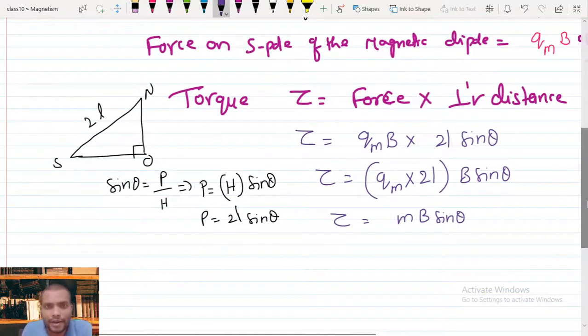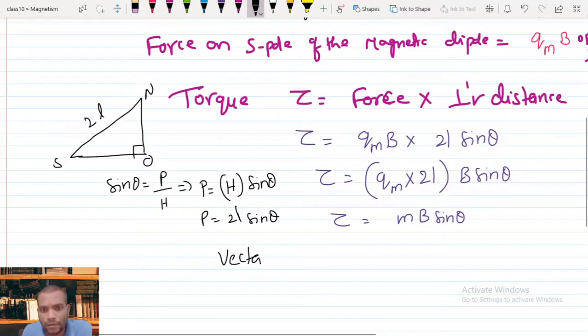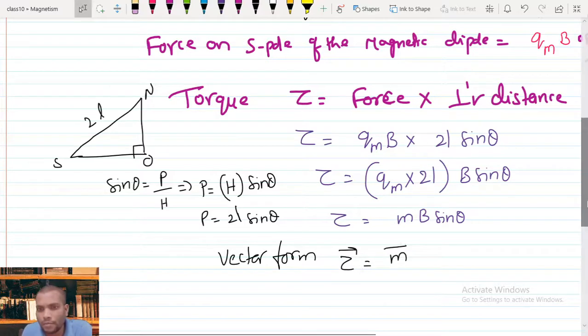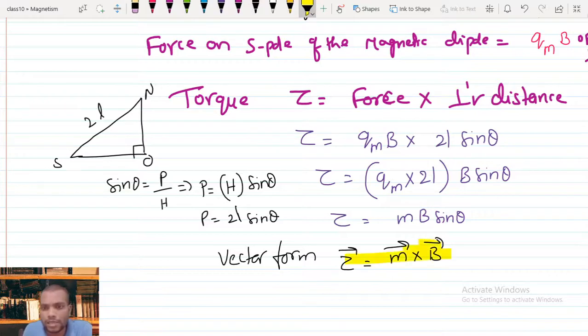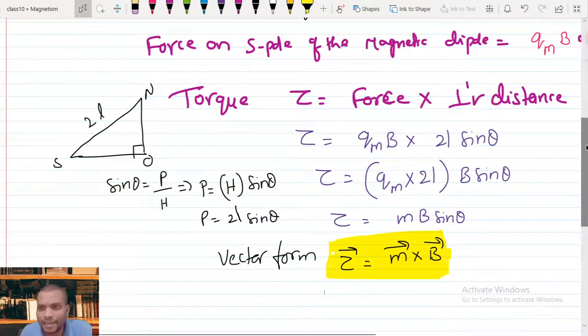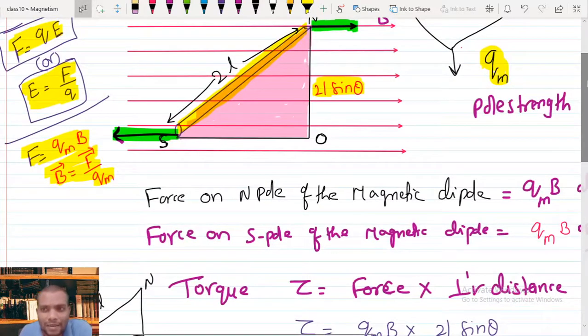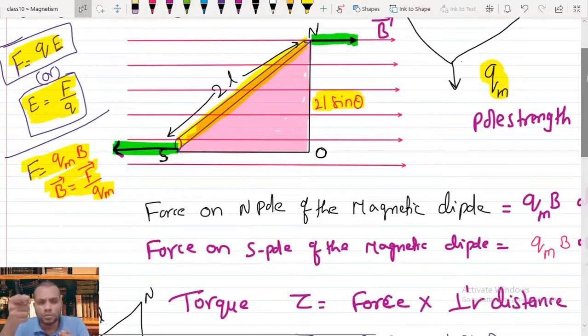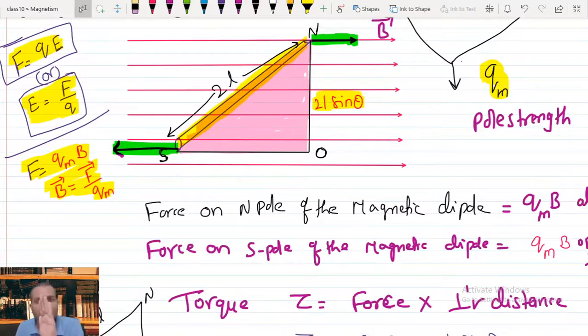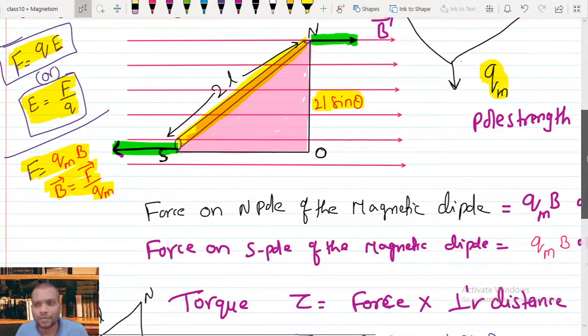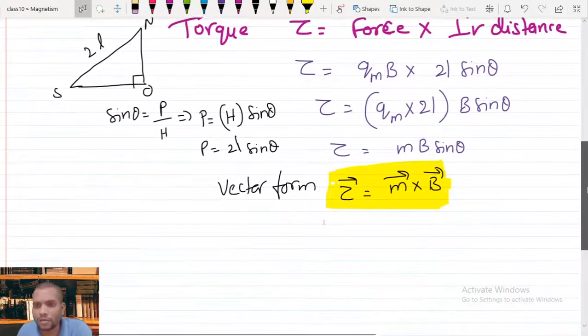Now in vector form, tau bar equals M bar cross B bar. So this is the expression for torque on a magnetic dipole or a bar magnet kept in a magnetic field. That torque causes the bar magnet to twist in the magnetic field. So this is the expression for torque.